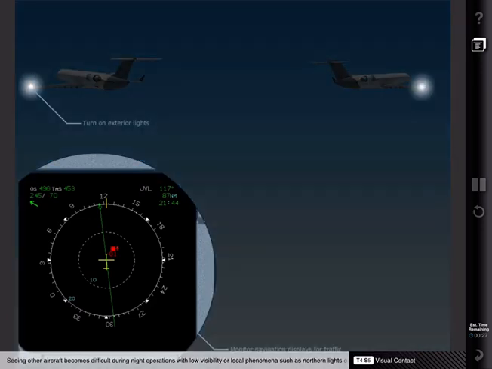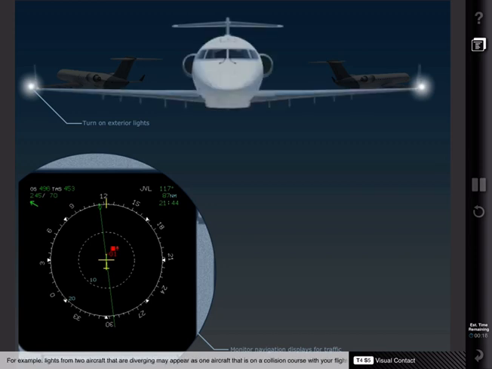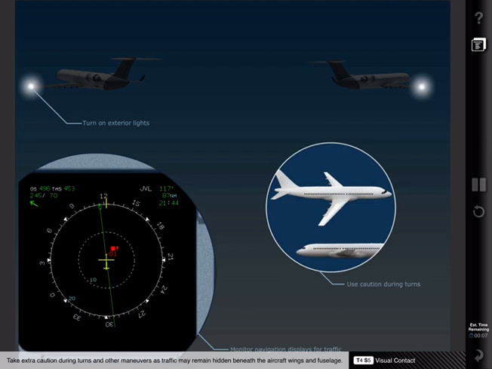Seeing other aircraft becomes difficult during night operations with low visibility or local phenomena such as northern lights or a mix of clouds and city lights. For example, lights from two aircraft that are diverging may appear as one aircraft that is on a collision course with your flight path. Take extra caution during turns and other maneuvers, as traffic may remain hidden beneath the aircraft wings and fuselage.